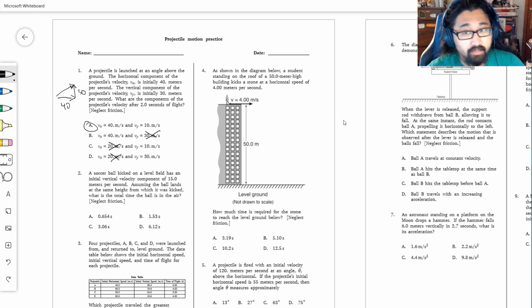I didn't do any math. I didn't use any formulas or anything. It was just, what do you remember about projectile motion? Second question is actual math, though.